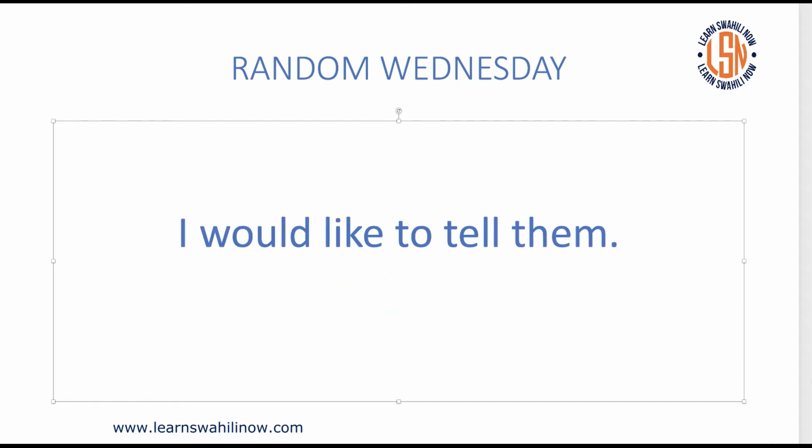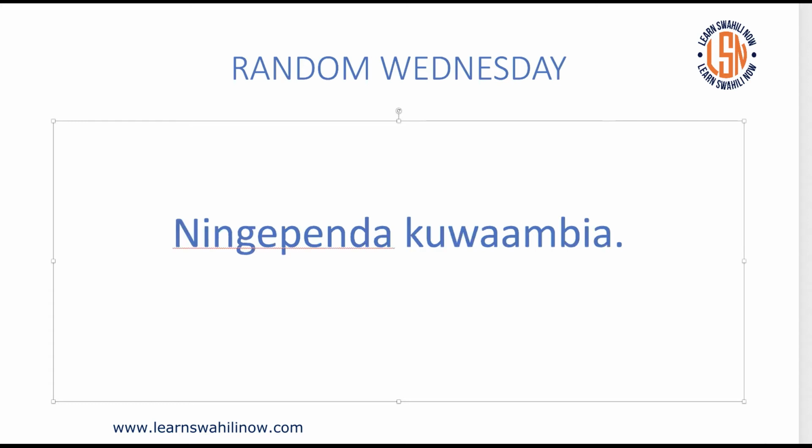Now that we know how to make those two thoughts, how do you think we would say, I would like to tell them? I would like to tell them. I'll give you a few seconds to think about it. Okay, so we have our sentence here. Ningependa kuwaambia. It feels like we're missing something. We need a second thought. What are we telling them? And who are we telling this to? So that is what we're going to be developing today. Let us start creating our story.